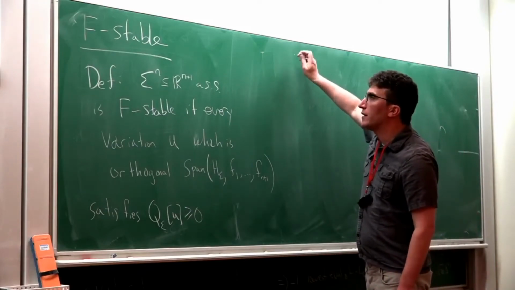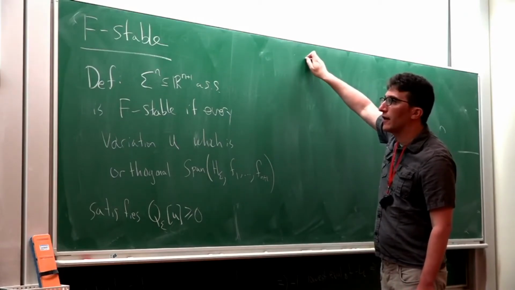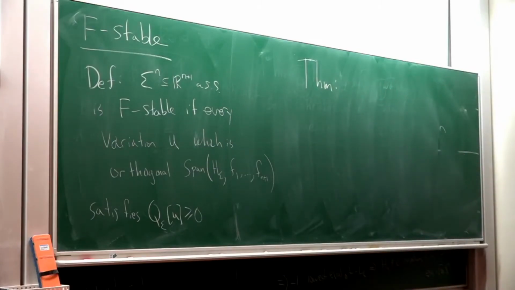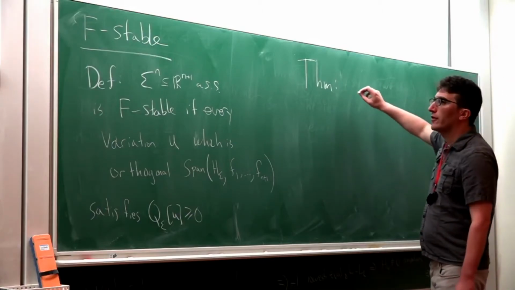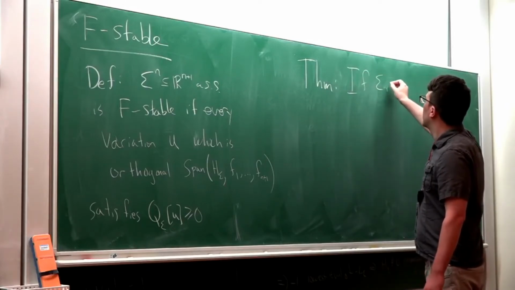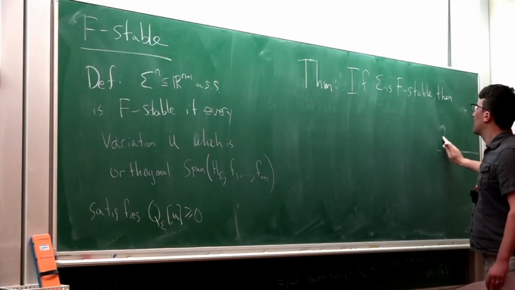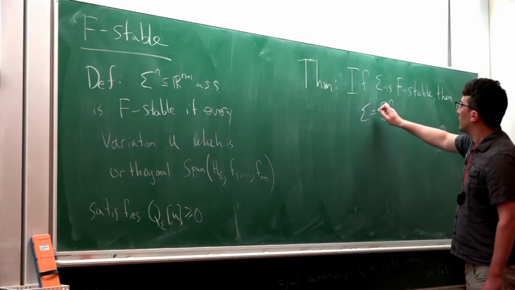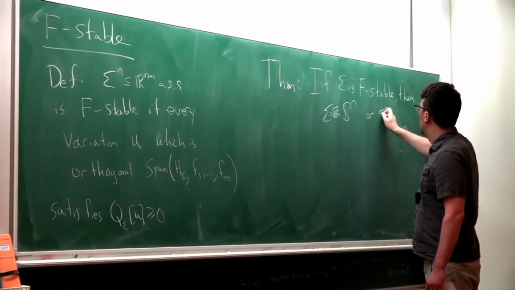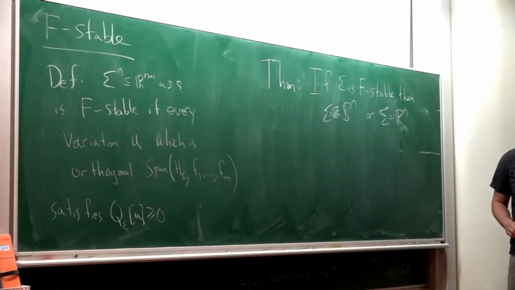So this is, again, not quite fully suited for the dynamic point of view, which I'll get to next time. But they have then a theorem which classifies these F-stable ones, which is a little bit different than the Morse Index theorem. So they prove the following. If sigma is F-stable, then sigma is equal to either the round sphere or the planes, but none of the other cylinders are F-stable in this sense.